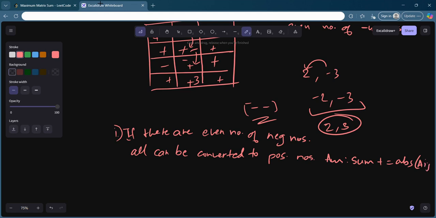For every element of the matrix aij, I will calculate the absolute value, because hey, there are an even number of negative numbers, all can be converted to positive, so all should be in my sum. Okay, so that's why I will take the absolute sum.